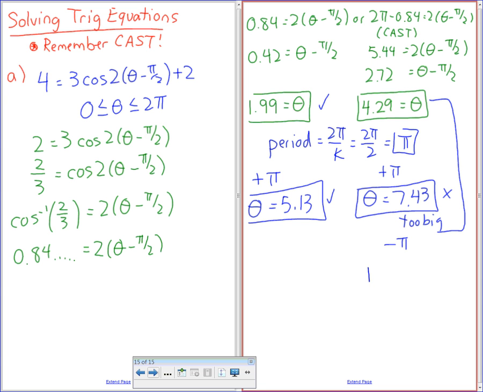I'm going to get 1.15-ish. Please note these are horribly rounded, okay? I just want to get the idea of adding pi and subtracting pi. Now the reason it's pi is because the period is 2 pi divided by k. Because the question originally said 3 cos 2 theta, everything is divided by 2, all your answers there.